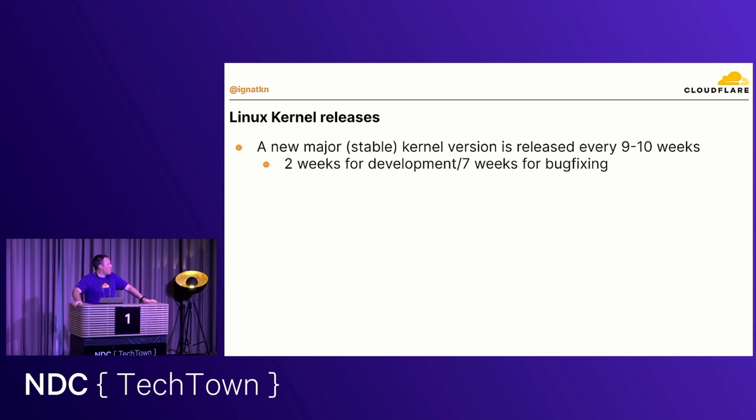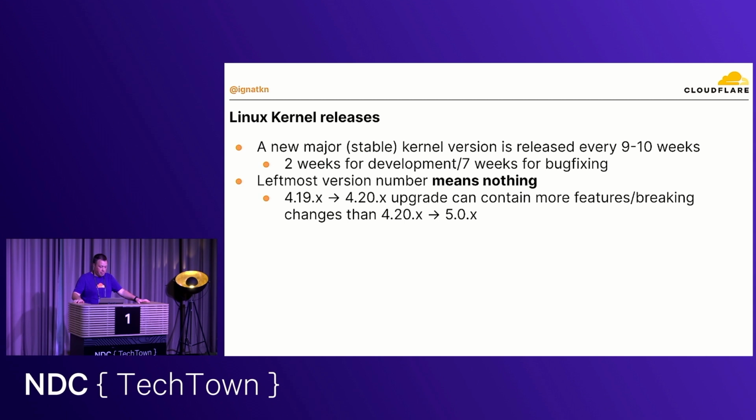As I mentioned, a new major or stable kernel version is released every 9 to 10 weeks. And the merge window, where Linus can pull new features into his main branch, is usually only 2 weeks. So it's 2 weeks for development and 7 weeks for bug fixing. So even the bleeding edge Linux gets a lot of testing.